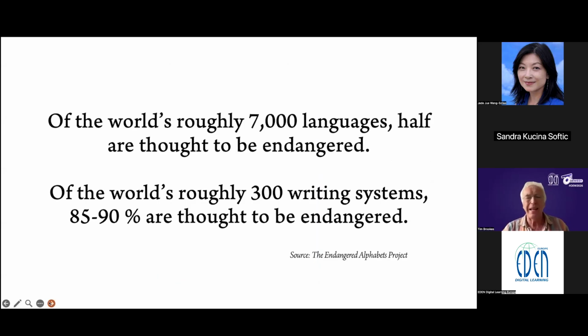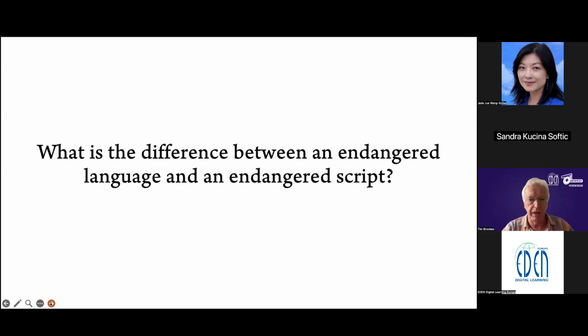So the statistics as we know them are very approximate. Of the world's roughly 7,000 languages, perhaps half are thought to be endangered. When I say languages here, I'm talking about spoken languages. When I started the Endangered Alphabets Project, there were no estimates either of how many writing systems are in use in the world or to what extent they're endangered. I spent 10 years trying to identify them, and I found about 300, and of them, 85 to 90% are threatened to some extent or other. So this is clearly a silent crisis. It's one that just isn't on people's radar.